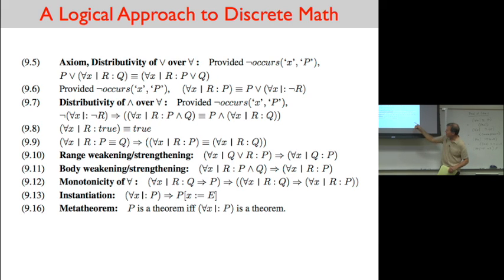How about 9.9? 9.9 is another one that you will prove for me. That's a homework assignment. It says that for all x, range R, body P, that's equivalent to for all x, range R, body Q, only under the condition that if for all x, range R, P equals Q, then that's the case. Which makes sense if you think about it. 9.11 is another homework exercise. And 9.13 is another exercise.